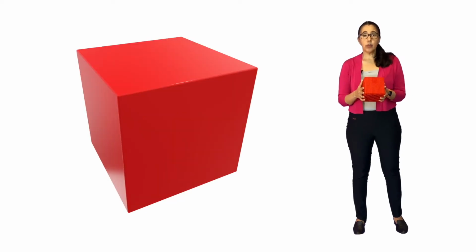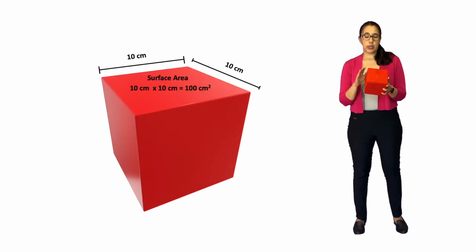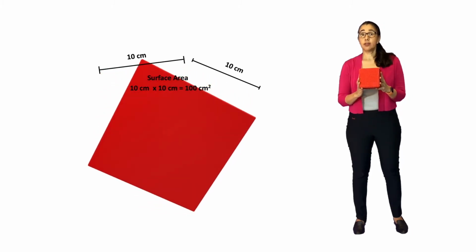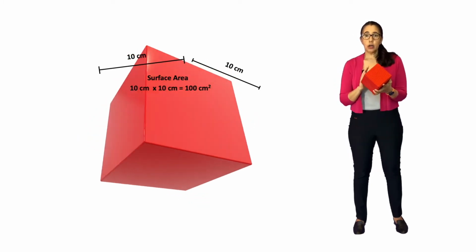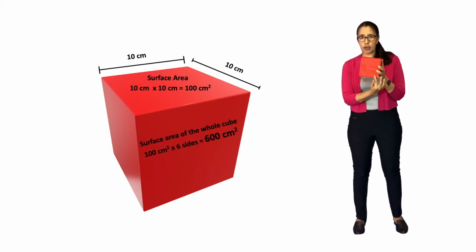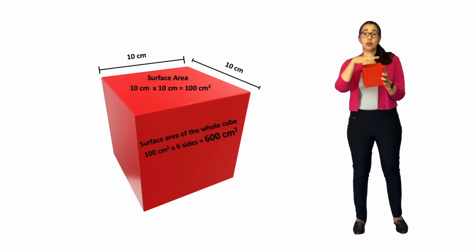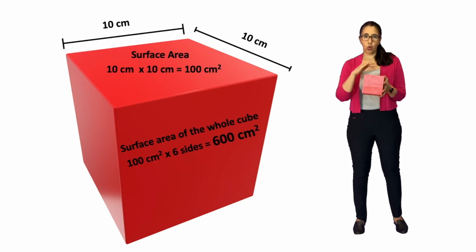Okay, back to this cube. The surface area is the sum of all the areas of all the faces. The area of each face will be the area of a square. In this cube, we have how many faces? We have 6. 1, 2, 3, 4, 5, and 6. Each one is 10 centimeters by 10 centimeters. So the surface area will be the area of this square, which is 10 times 10 is 100, times 6, because we have 6 faces. So that would be 600 square centimeters for the whole cube.